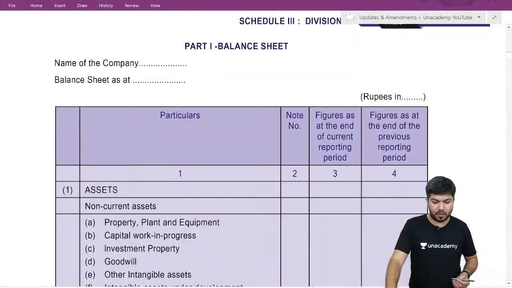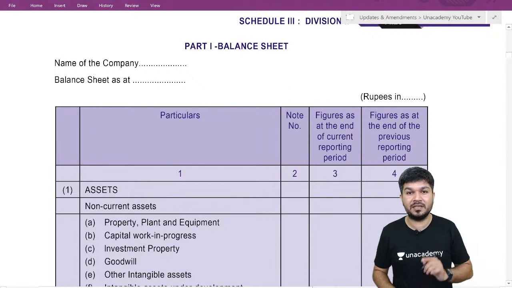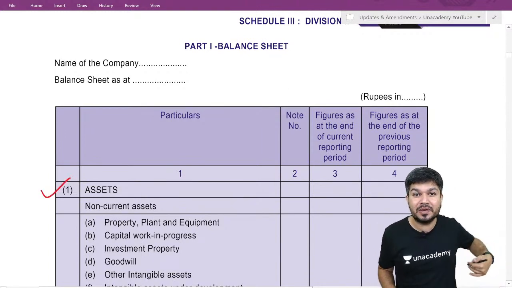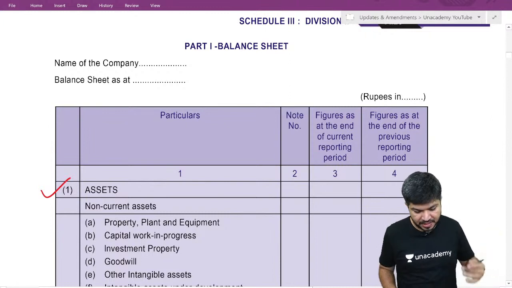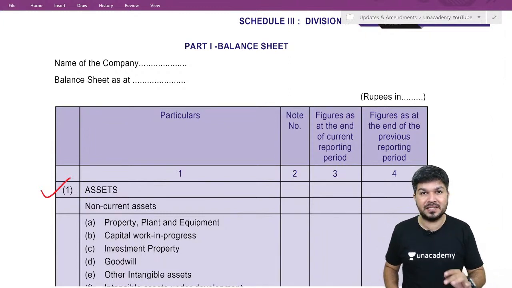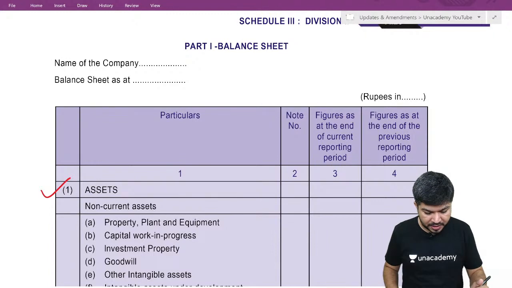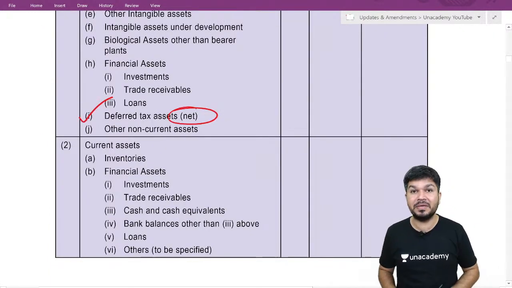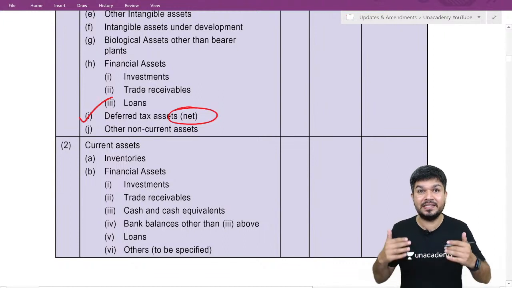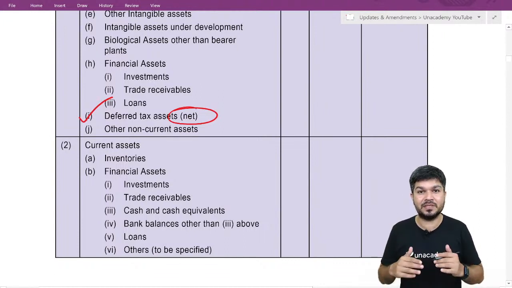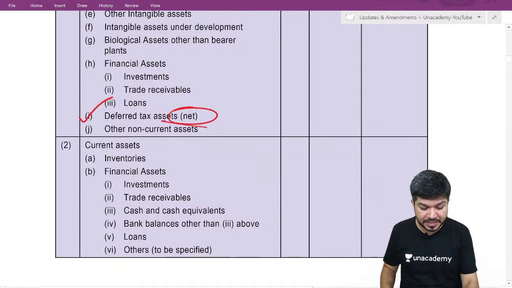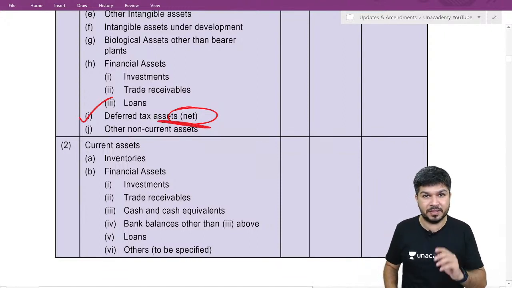Okay. Now, coming to the format of the balance sheet, under Division 2, the balance sheet starts with assets and then comes your equity and liabilities. Under your assets, I'll just take the few important ones. Your deferred tax will always be coming net. DTA, DTL. DTA comes under your non-current asset. DTL comes under your non-current liability, but we have to present them net. That is to be remembered.